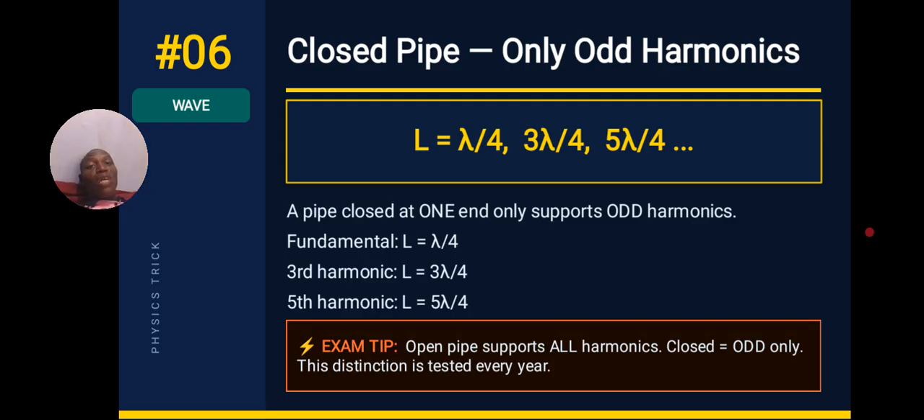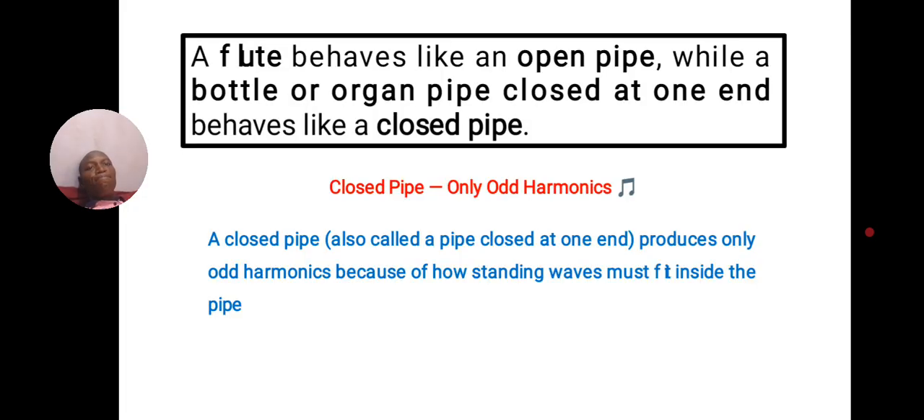So in case you are asked to calculate the first harmonic for closed pipes, you are going to use the first formula, lambda over 4. Simple. If they say calculate the second harmonic, you are going to use, the third harmonic, you are going to use 3 lambda over 4. They don't usually have even harmonics. They have odd harmonics for closed pipes. But open pipes have both even and odd harmonics. I hope this is very clear.